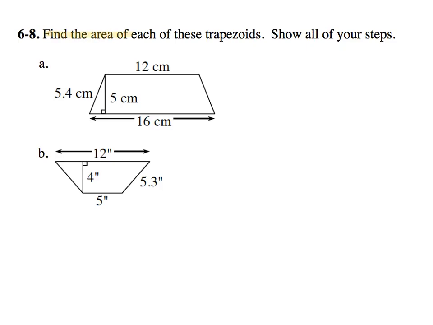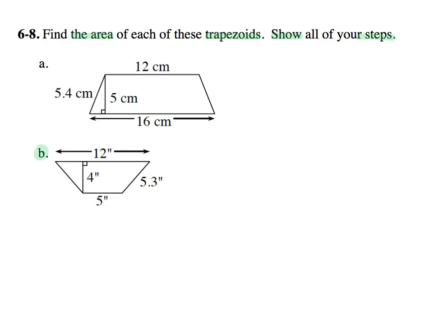Find the area of each of these trapezoids. Show all of your steps. So we're being asked to find the area of the trapezoids. There's 2 of them, so I'm going to do 1. Also, we're being asked to show our steps. So I'm going to do letter B and you guys can do letter A, so leave some space.